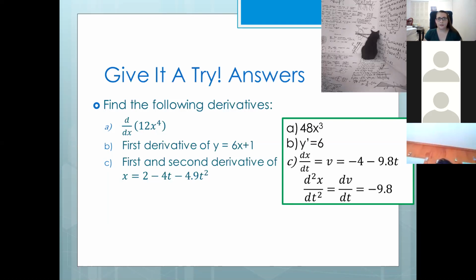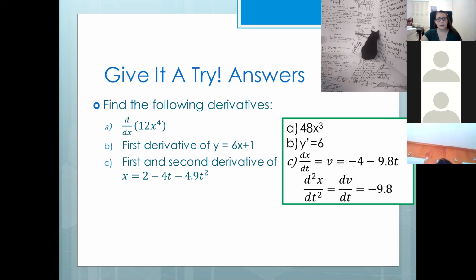And the exponent on the x will turn into a 0, which means it'd be 6 times 1, which is 6. And then the first and second derivative of that function x, this is like a real life example. So remember, x stands for position. So when you take the first derivative of position, that's velocity. So this would ask you to find the velocity of that position function.